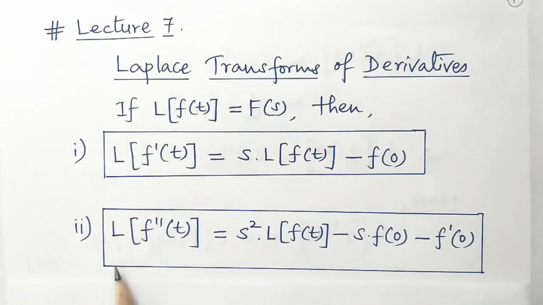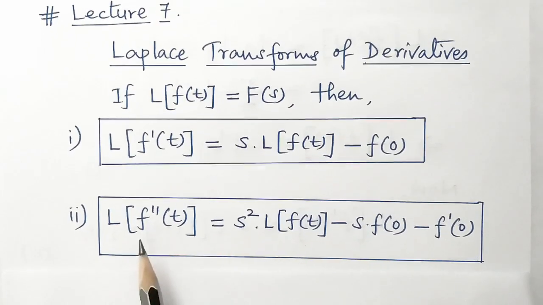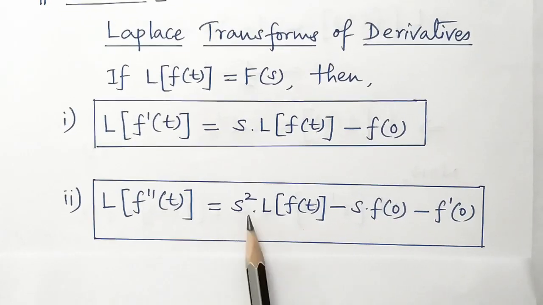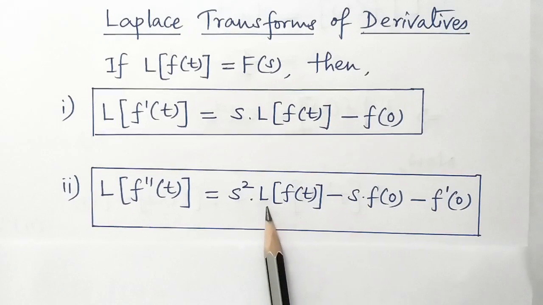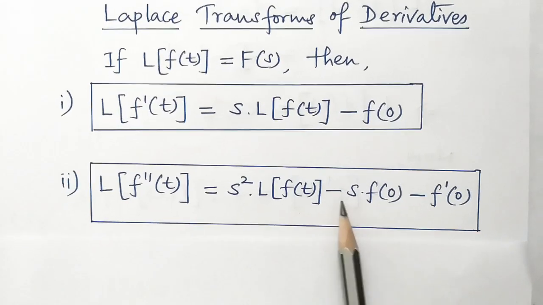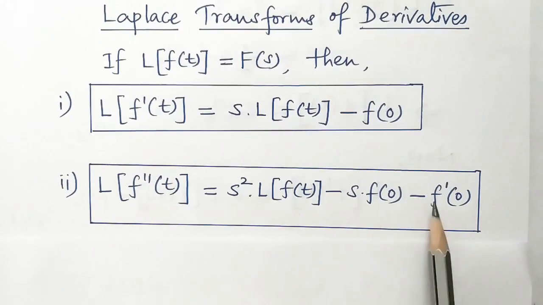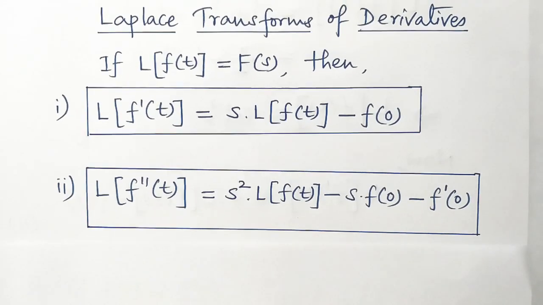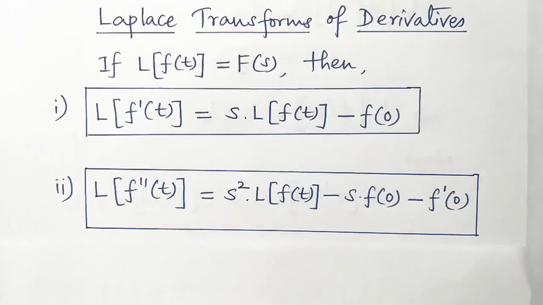Now the second result, for the second derivative: Laplace transform of f''(t) is equal to s squared L of f(t) minus s times f(0) minus f'(0). Now let's see the problems based on those results.